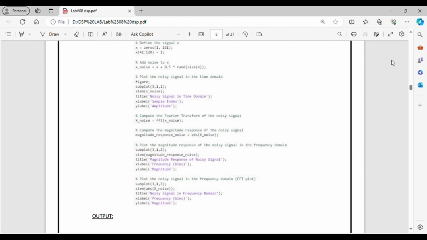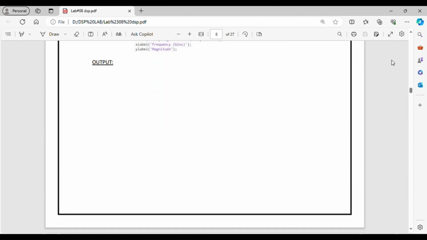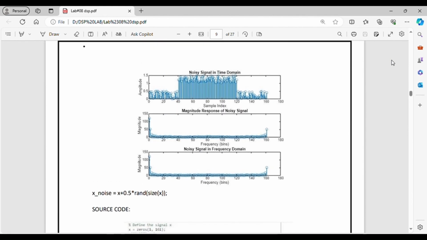Compute the Fourier transform of the noisy signal, compute the magnitude response of the noisy signal, and plot the magnitude response of the noisy signal in the frequency domain. And then plot the noisy response in the frequency domain, the fast Fourier transform plot. The output of the noisy signal in the time domain, magnitude response of the noisy signal, and noisy signal in the frequency domain is given.